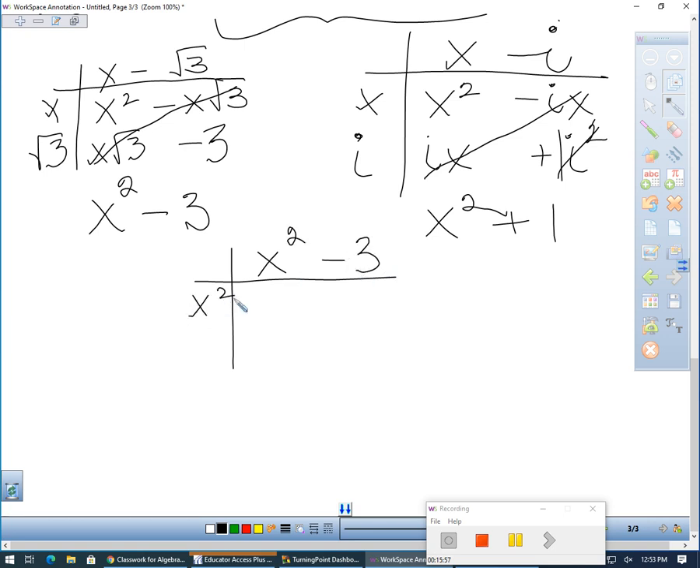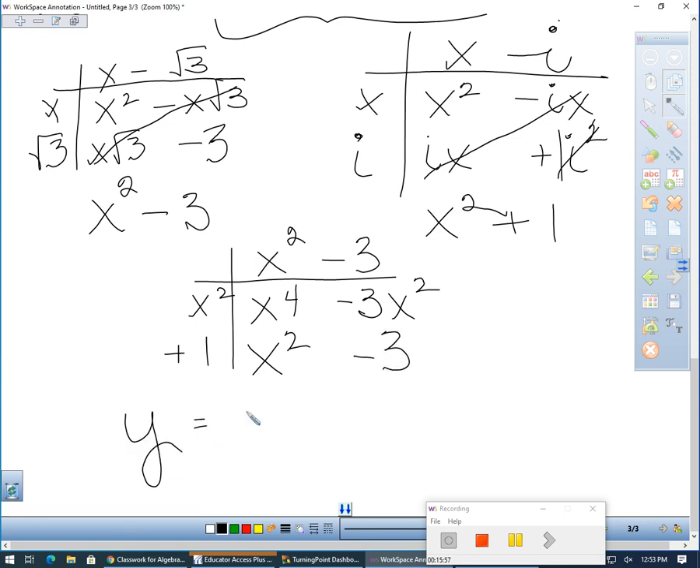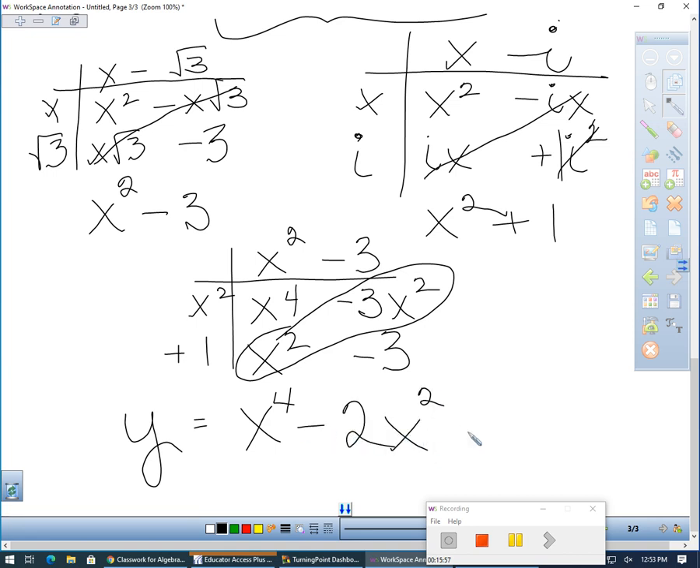So our last little box we're going to have to do today, we have x squared minus 3 times x squared plus 1. x squared times x squared is x to the 4th. x squared times negative 3 is negative 3x squared. x squared times 1 is x squared, and 1 times negative 3, negative 3. So we end up with y equals x to the 4th, x squared and negative 3x squared, negative 2x squared, and then minus 3. So this has all come back to us, right? Peter, you doing okay? Okay.